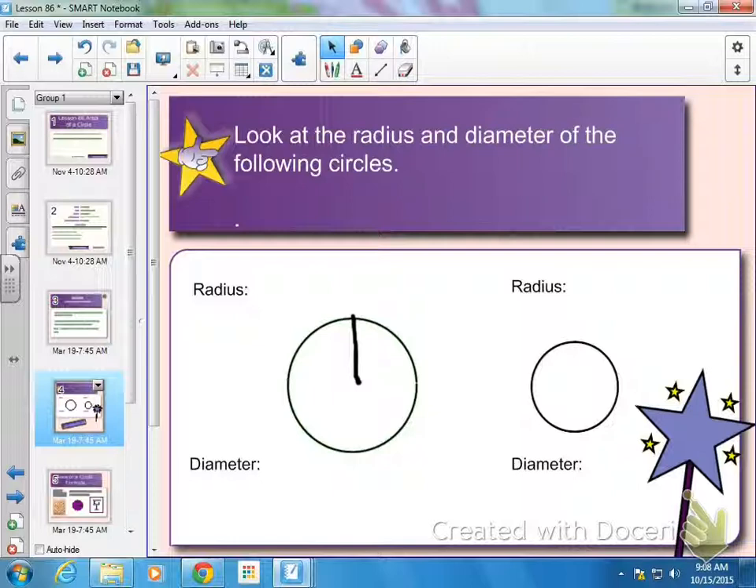Now let's look at the diameter. If I wanted to look at the diameter of the circle, the diameter goes from one side through the center of the circle to the other side. Okay, and so see how it goes through the center? It goes all the way through. So hopefully you guys are doing good at that refresher right there.